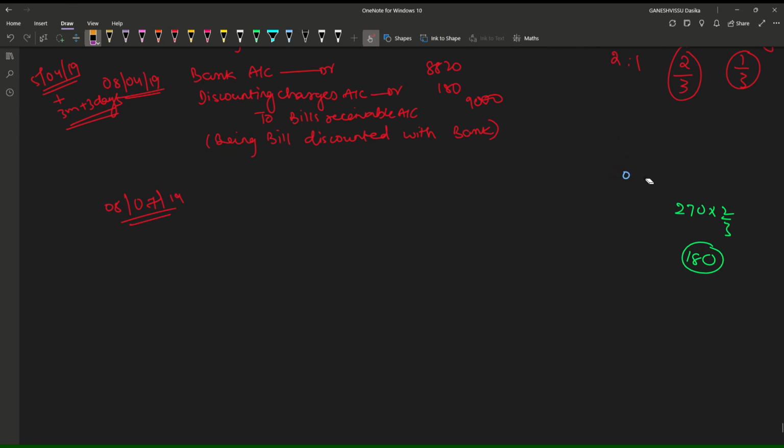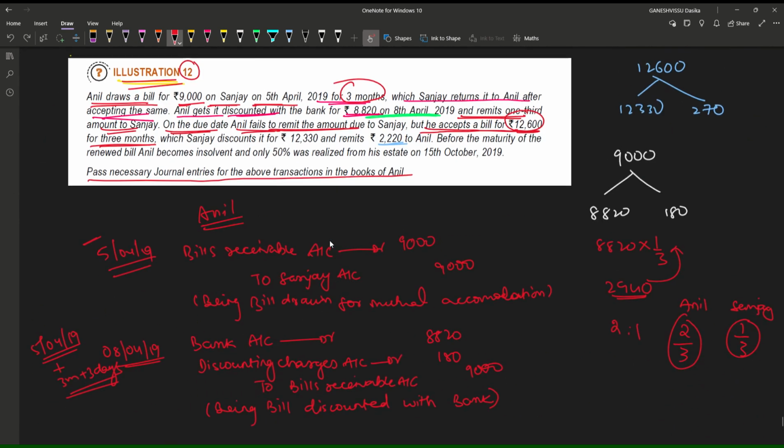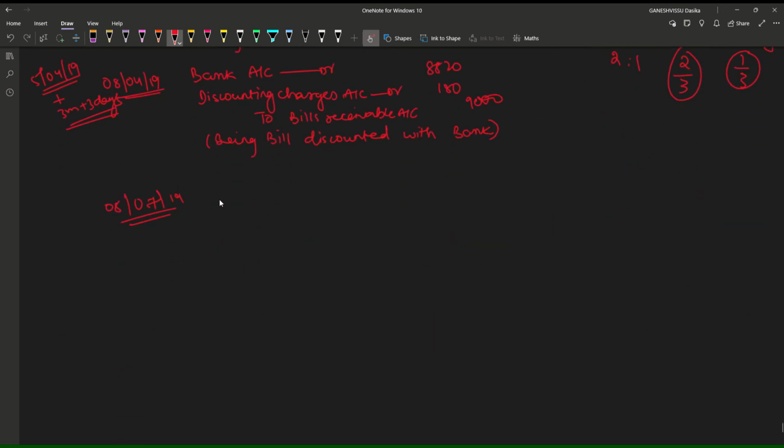Within 5 minutes let us complete this question. Okay, very simple. Understanding the questions will make us solve easily. So on the due date, Anil fails to remit the amount to Sanjay, but he accepts a bill for 12,600. So Sanjay account debit to bills payable, being bill accepted.